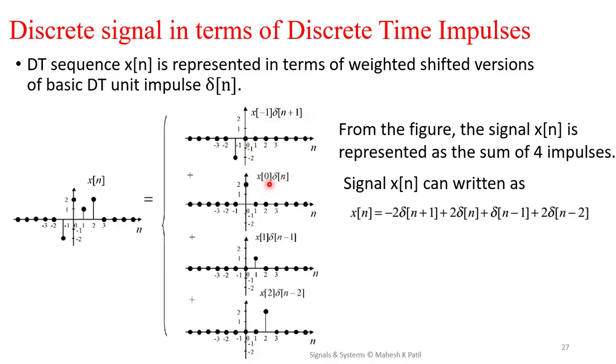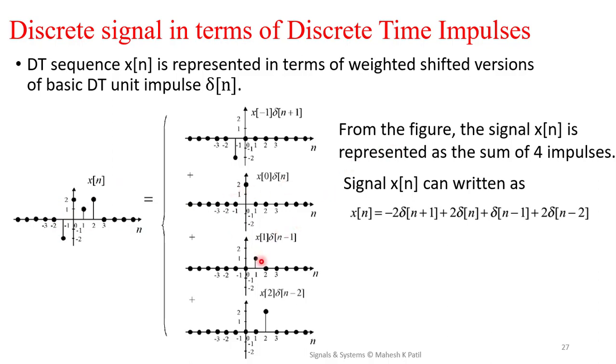Similarly, x of 0 into delta n, so we will get the pulse at n equal to 0 here. Now next is x of 1 into delta of n minus 1. We can observe here we will get the pulse only at n equal to 1. Similarly, for x of 2 into delta of n minus 2, we'll get a pulse at n equal to 2. So if you add all these signals, then you are going to get this x of n signal.